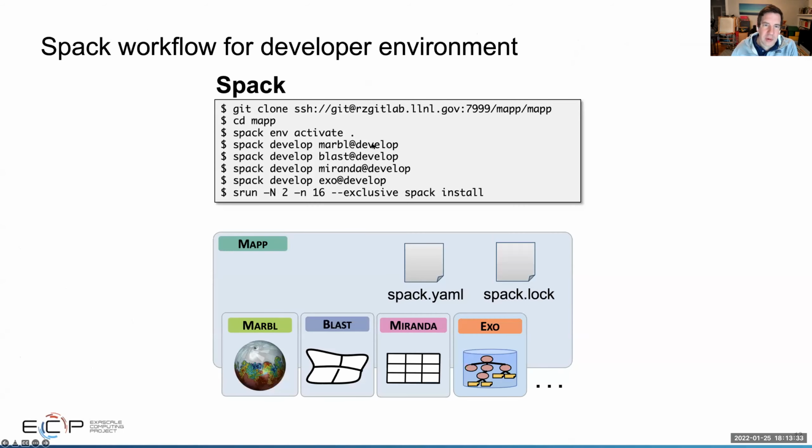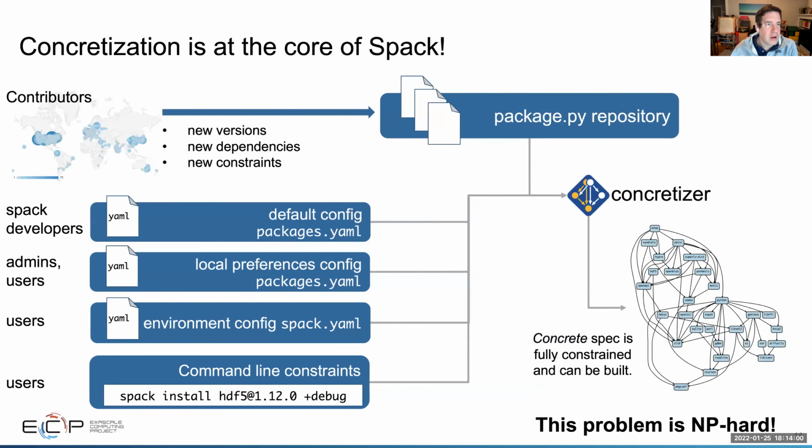Let's see. This is what it looks like. If you want to work with Marble, you'd clone their map repository with the environment. You can activate the environment, say what you want to develop, and then you can go and run the build. Spack will build it all in parallel on the cluster for you and coordinate through the file system. This can be shortened, so essentially there could be a default set or sets of things to develop within the environment, and that's it.